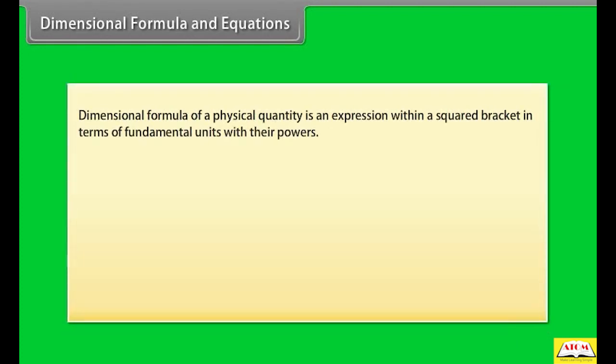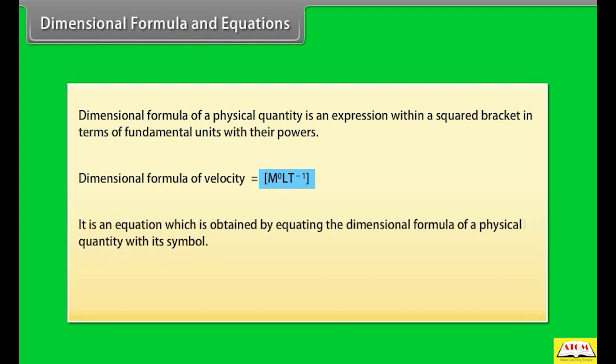Dimensional formula and equations. The dimensional formula of a physical quantity is an expression within square brackets in terms of fundamental units with their powers. Let us take an example. The dimensional formula of velocity is [M^0 L T^-1].